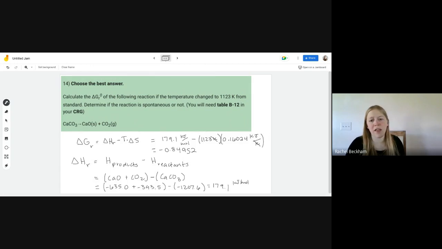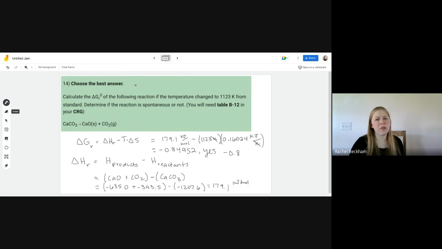And so when it's negative, that means that it will be spontaneous. So yes, it is spontaneous. And I think that that rounds off. So that would round to negative 0.8 for the answer to number 14. So hopefully this helps you a little bit. You know how to do delta G now.